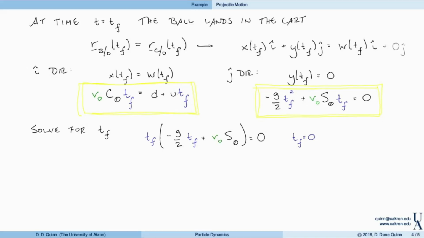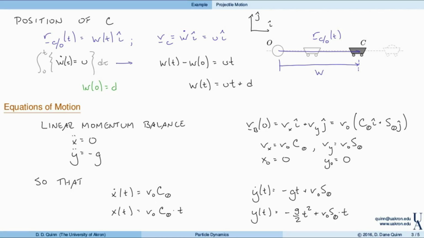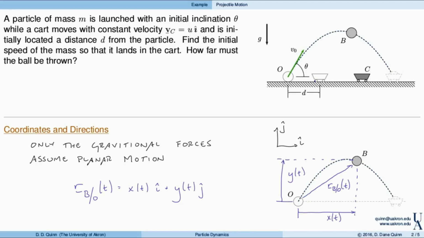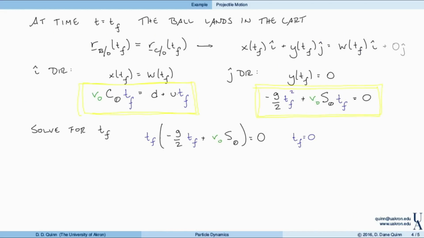Now, this equation comes from the displacement in the vertical direction. So if I look back at the original problem, initially, both the ball and the cart have 0 vertical displacement. So t equals 0 implies that y at 0 equals the vertical displacement of the cart. So this is a solution. It's not the solution we're interested in, right? But it is a solution.